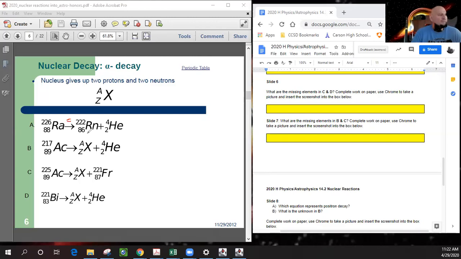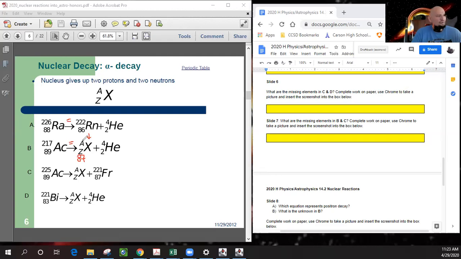Not too shabby. Now on B here, we have to figure out what this unknown element is based on the information we have here. So think of this as an equal sign and take a look at this. Here's 89 and this is 2. So think of 2 plus Z equals 89. What does Z have to be? In order for this to work, it looks like it's 87 here, right? There's 87. And up here, this is 4, and 4 plus A equals 217.